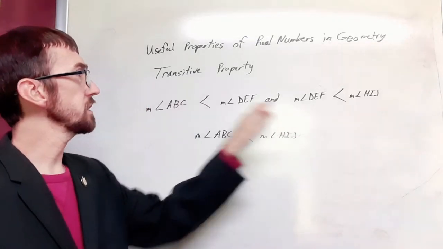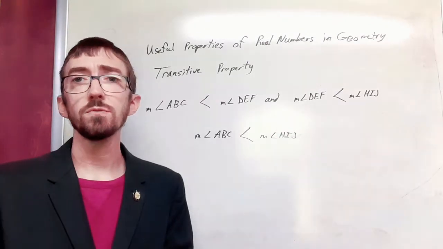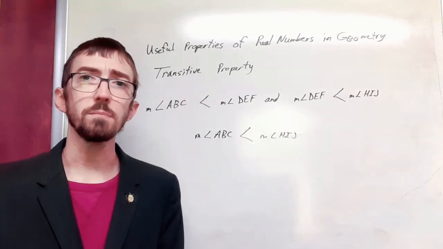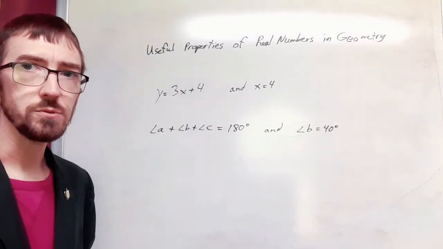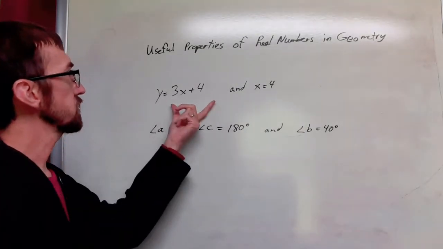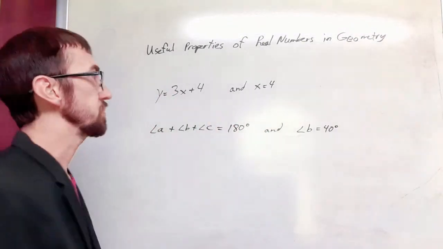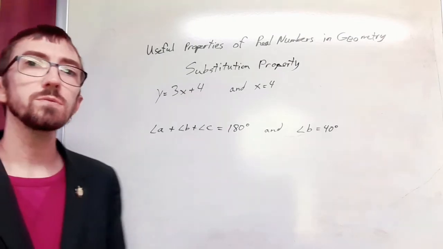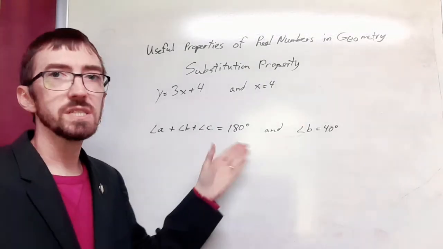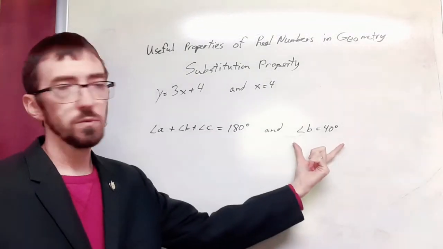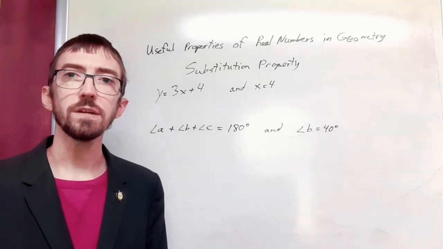This allows us to relate two possibly unrelated angles, or what appear to be unrelated angles, to each other through the transitive property. The next property of the real numbers that I want to use is substitution. Substitution is what allowed us in algebra to be given an equation and a value and then plug that value into the equation to do some problem solving. Again, we can make use of this in the geometry class by having something like this: angle A plus angle B plus angle C equals 180 degrees. And then we can be told that angle B is 40 degrees, so we can substitute that in here and use that in a problem-solving scenario.